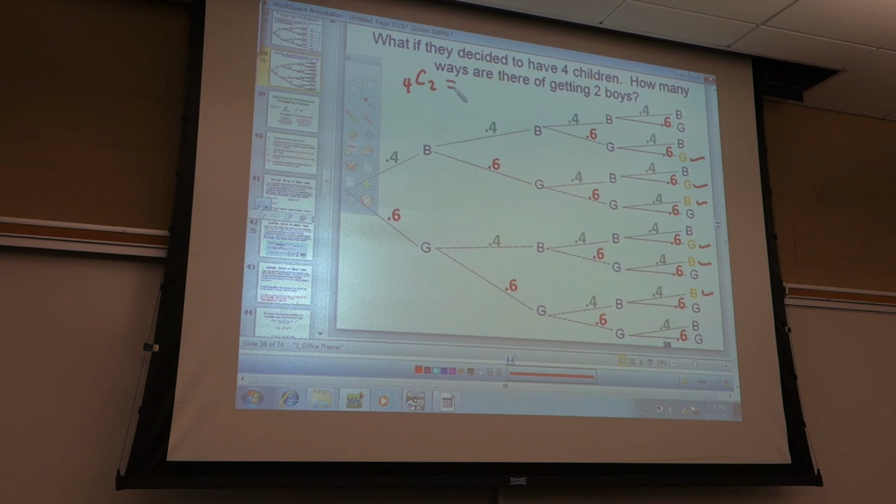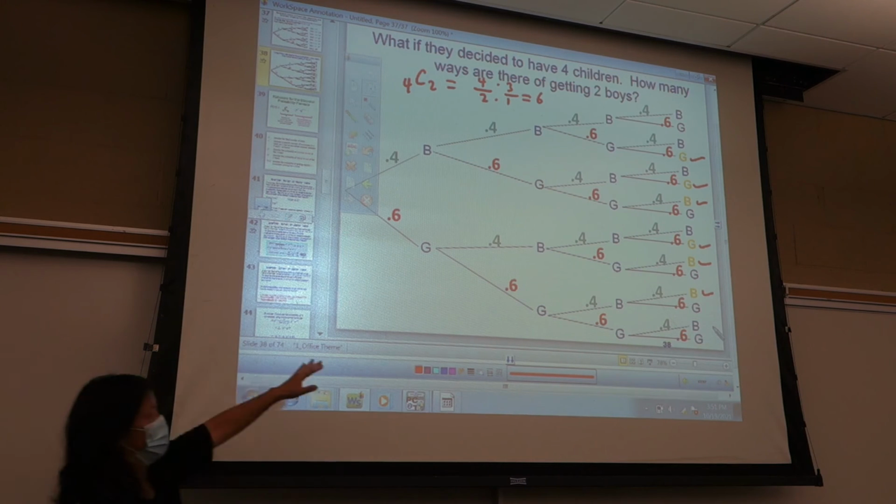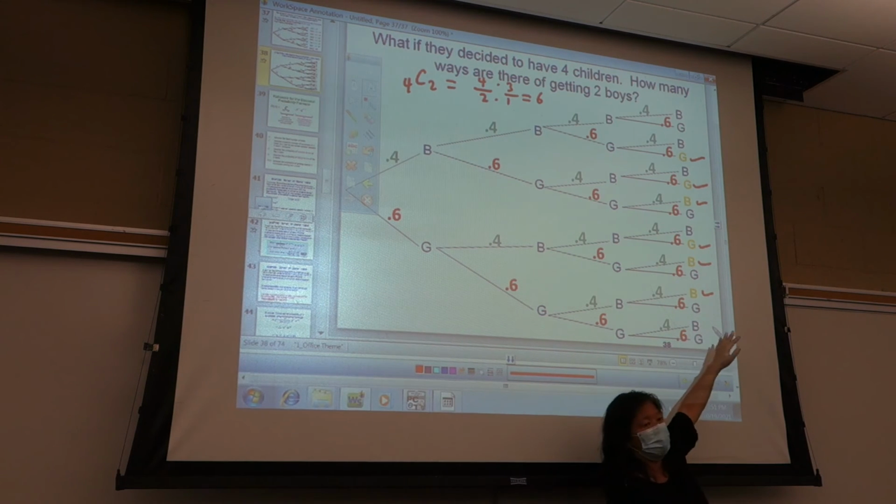So what's 4 choose 2? It's 2 spots. Start with a 4. Then you have a 3, and I divide by my duplicates, 2 times 1. 4 times 3 is 12 divided by 2, 6. Right? So does everyone understand this idea? That's how many. So the n choose x tells you how many trees end up with what you want.